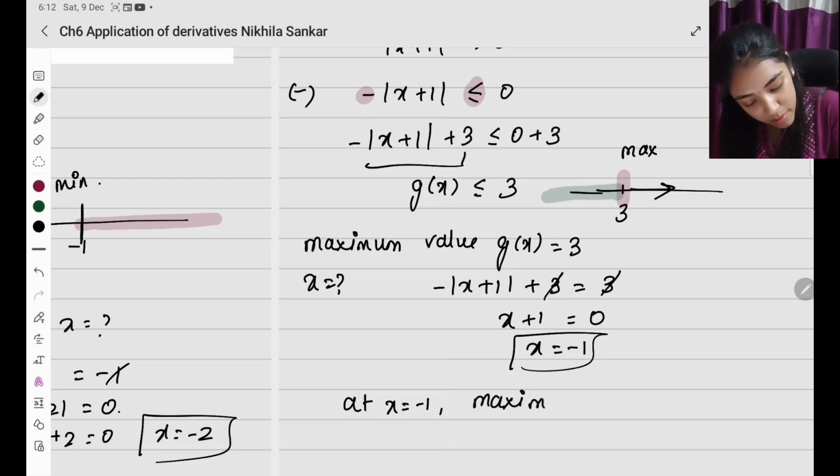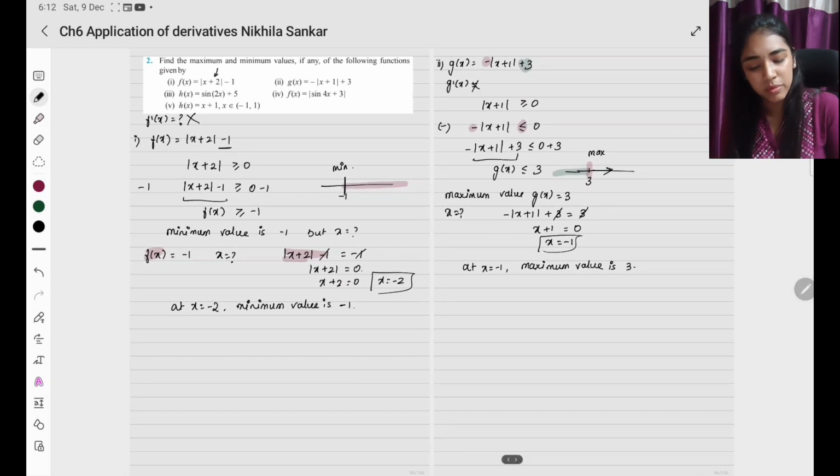Maximum value. They ask maximum or minimum. So the maximum value is 3. Okay. There is no minimum value. You have to understand, the maximum value exists. What is the minimum value? It is at infinity. At x equal to infinity, the value is going to be minus infinity. Okay? Please copy.